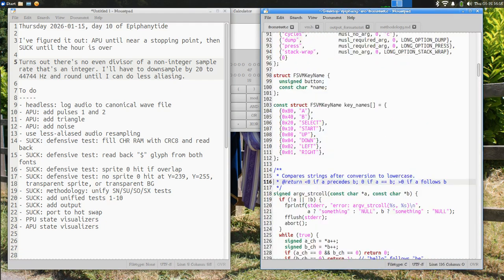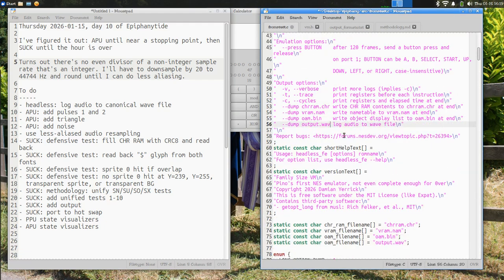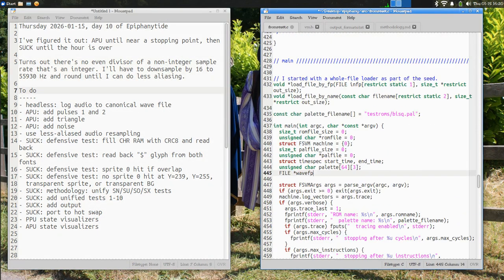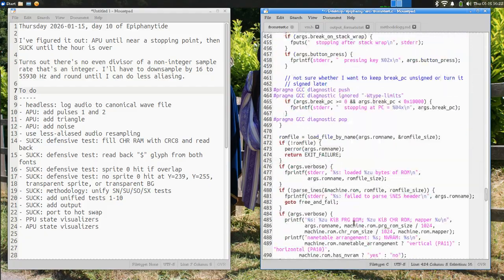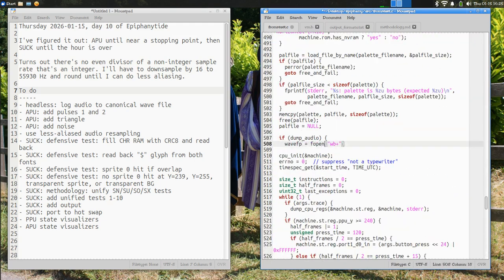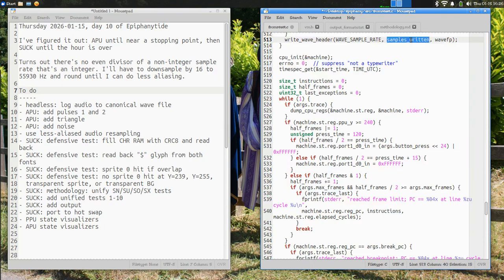I started adding a command line option to write a WAV file next to the video memory output options. Or maybe 16 was a better divisor for downsampling. The file pointer for WAV output was another thing to free at the end, and not only free, but also finalize the length in the header. A preliminary header helps the file manager know what's being written.